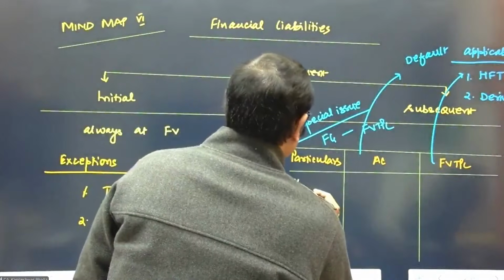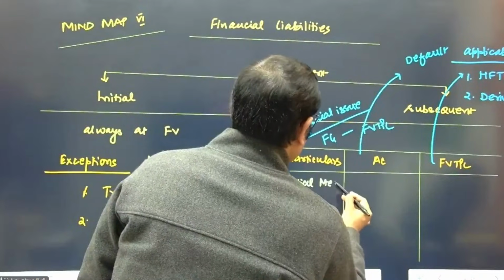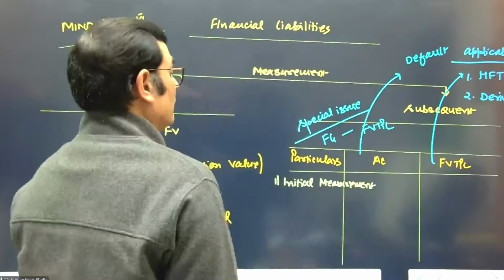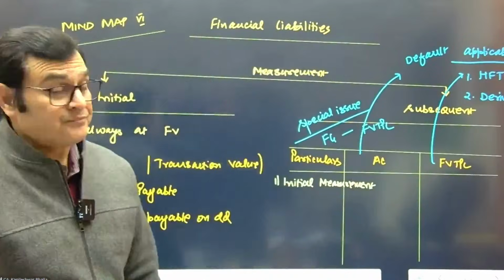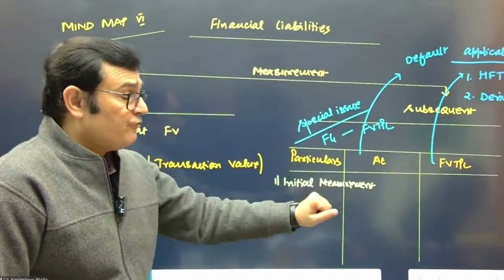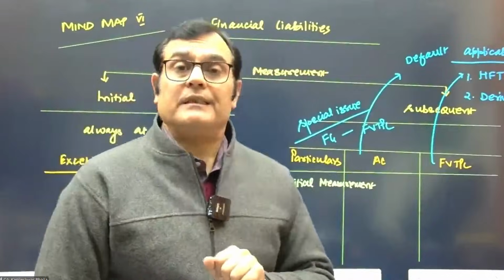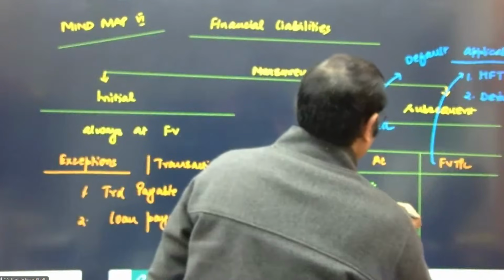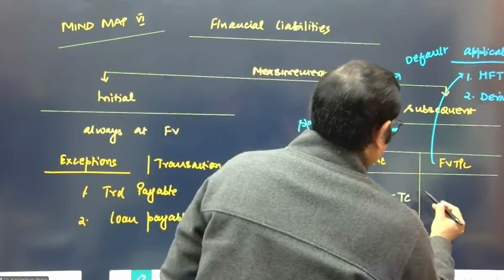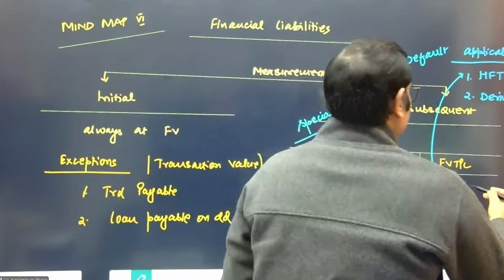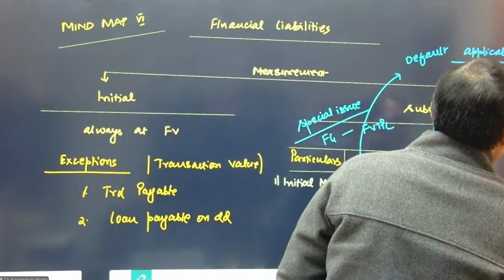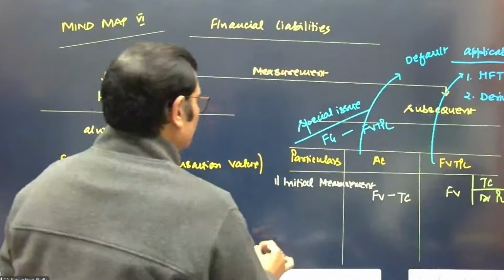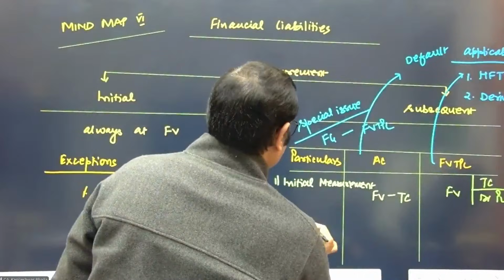When you look at the initial measurement, give me the inputs now with the TC. So can I say AC will be fair value plus or minus the TC? Fair value minus TC. Wonderful. So this is going to be fair value minus TC, and this is going to be fair value. The TC is a charge debited to P&L, profit and loss, immediately.